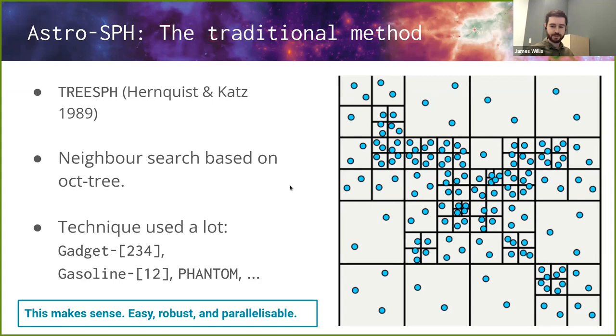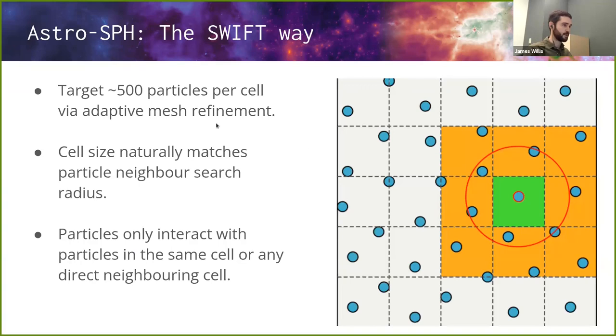What Swift does differently is we still use an octree structure, but we use what's known as adaptive mesh refinement. So when we create the tree, we make sure that the cells are no smaller than the smoothing length of the particles. What this means is each cell which contains particles will only ever need to interact with the neighboring cells. So we know this particle here only needs to know about these surrounding 8 cells. So we can forget about the rest of these cells when we're talking about the contribution on this particle.